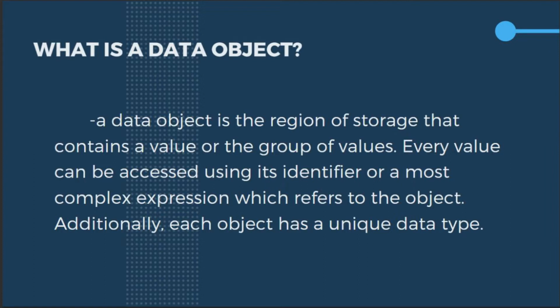So as I said earlier, a data object is a region of storage. It means that the student record is a data object, which is the region of storage that contains the group of values, which is the information of the student. The information of the student can only be accessed using an identifier, which is the unique name of a value.